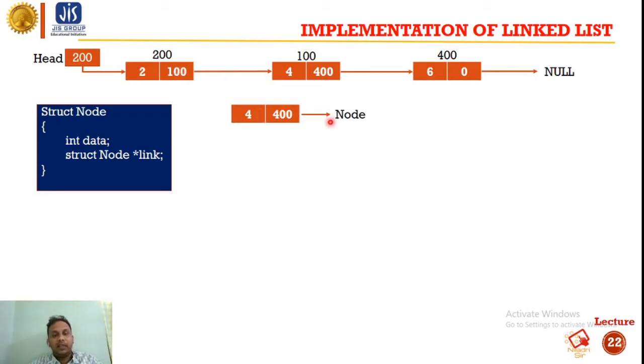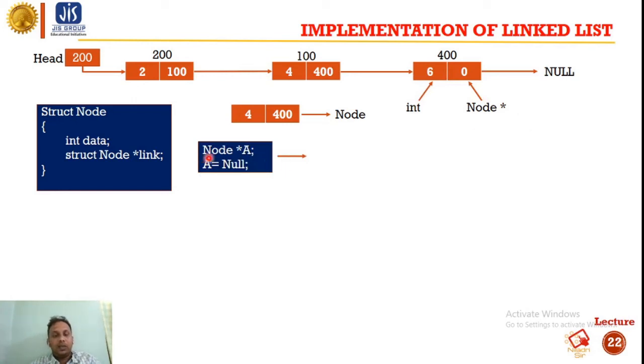So you can see that this is a node. This is an integer, and this is the node pointer. You can see there are three types: one is the node type, next one is the int type, and after that the node pointer type. So node means this total one, int type means this data part, and node pointer means the address part.